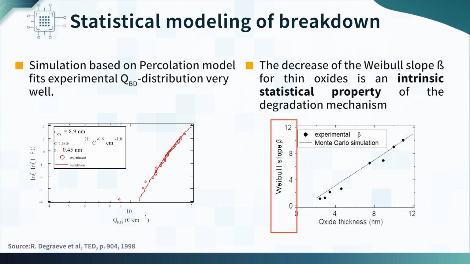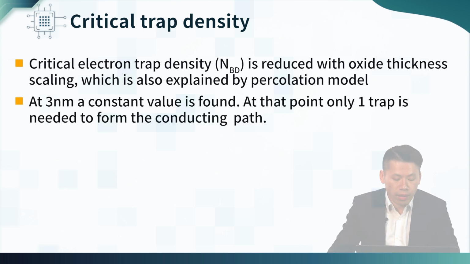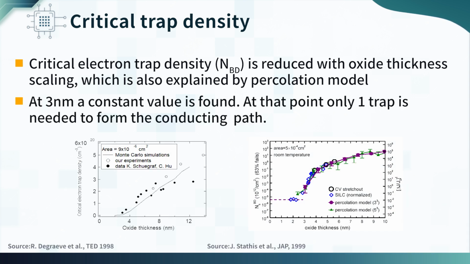You can see this is the Weibull slope beta versus oxide thickness. With a thinner dielectric, the beta always decreases, and that can also be justified using the percolation model. The critical electron trap density is reduced when oxide thickness is scaling, which can also be explained by the percolation model. In these two papers, they show that when we scale down our oxide thickness to a certain level, probably only one trap is needed to form the conducting path.